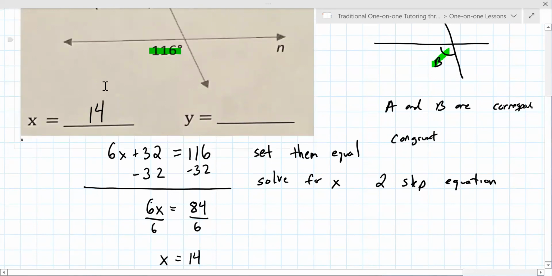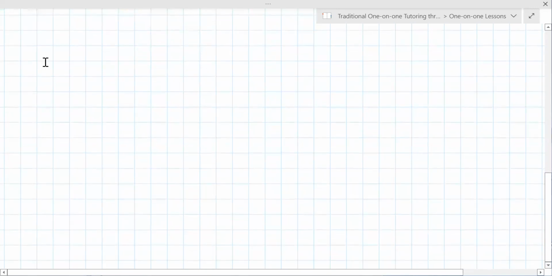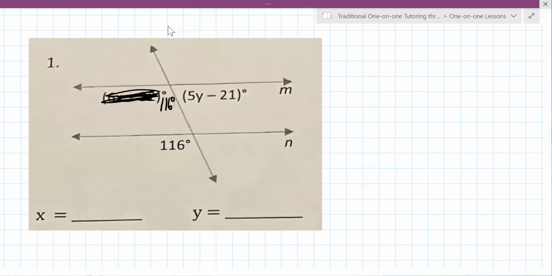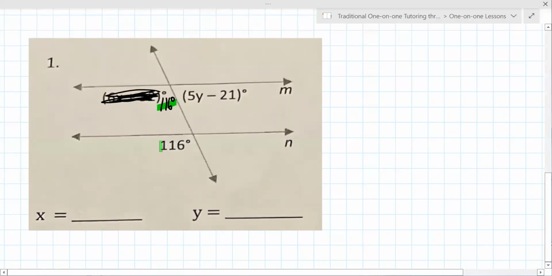Okay, so we're going to go back to our picture here. And we know that x is 14, but these two angles are the same. So this is really 116 degrees here. Remember how we said that they are corresponding? So they have to be the same. So when you put 14 in for x, you get 116.